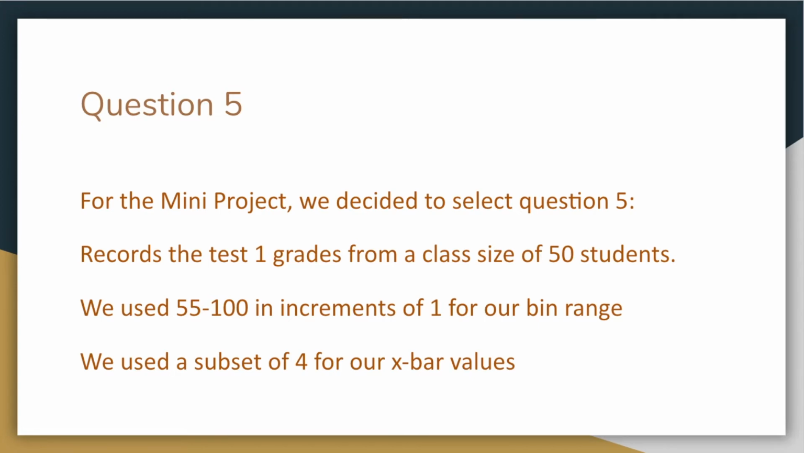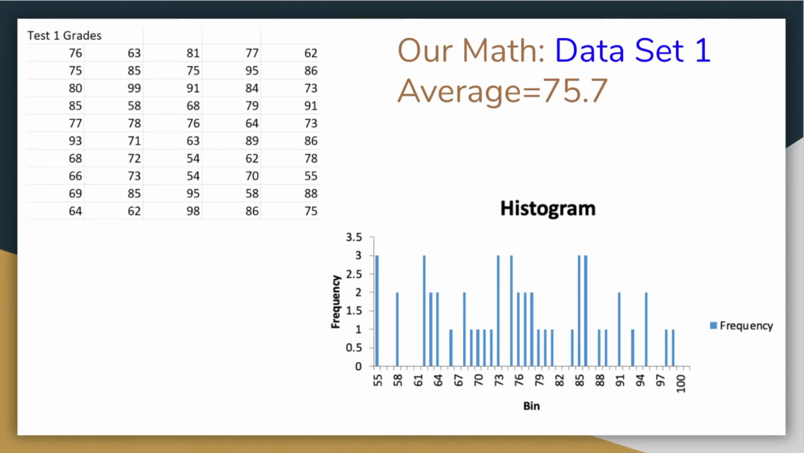In our first slide, we will be showing our data set number 1, aka the original set of data. We took the average to find the true mean, and it appears to be 75.7. On the left-hand corner, you can see the 50 original data points, and on the bottom right, you can see that we've created a histogram from the data and the bin range we've created. As you can see, the graph doesn't have the normal bell-shaped curve, but a very randomized curve. But as we demonstrate the central limit theorem, the histogram will become more normalized.